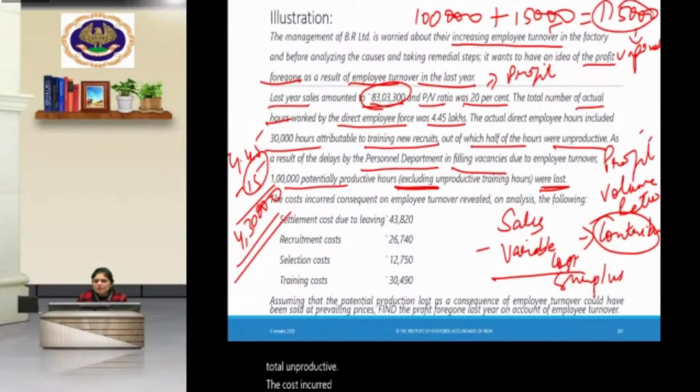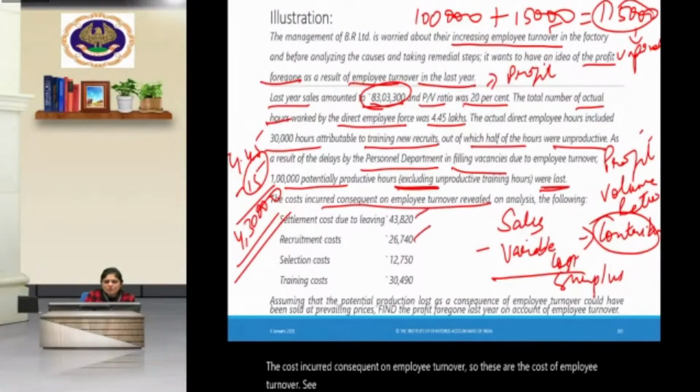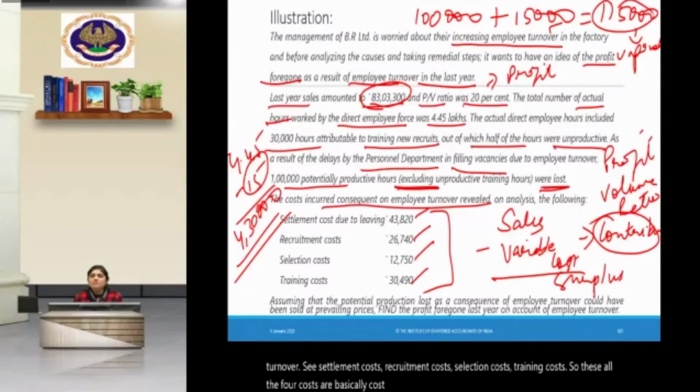The cost incurred consequent on employee turnover: these are the costs of employee turnover. See, settlement cost, recruitment cost, selection cost, training cost. So all these 4 costs are basically costs to an organization because of employee turnover. So what is the total cost? All these 4 costs plus profit lost. Plus profit lost. All right. So how are we going to calculate?